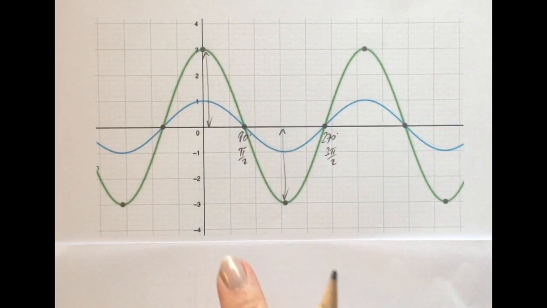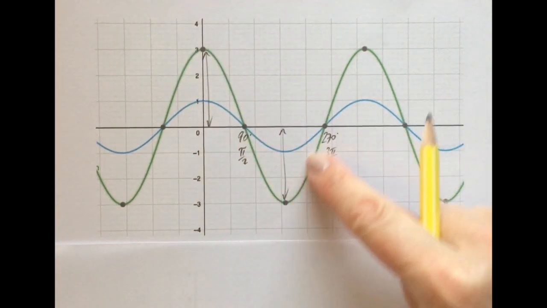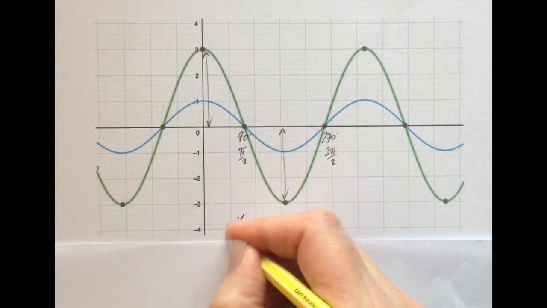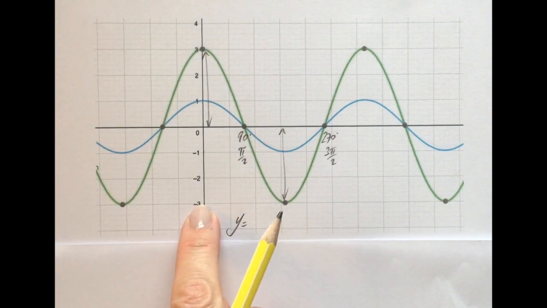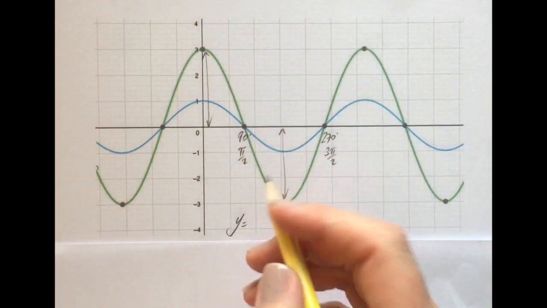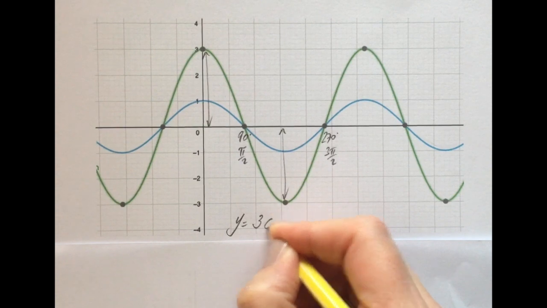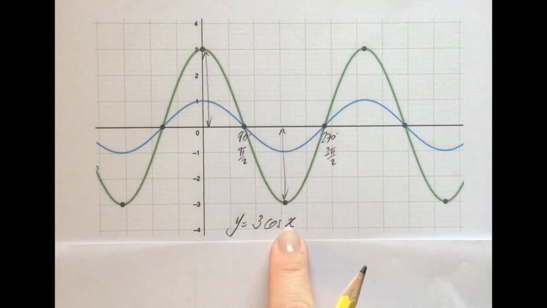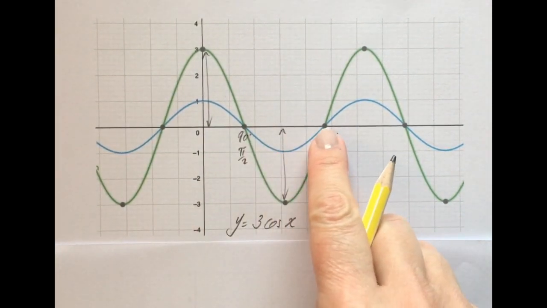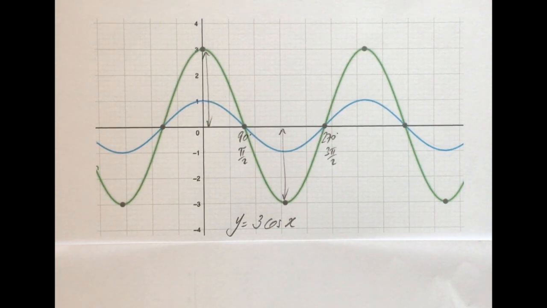So what we know now about this graph in green, it must be, of course, y equals, and given the range is now -3 to 3, it must be y equals 3 cos, and still just x because we are cutting, of course, in the very same places as the original cos x curve.